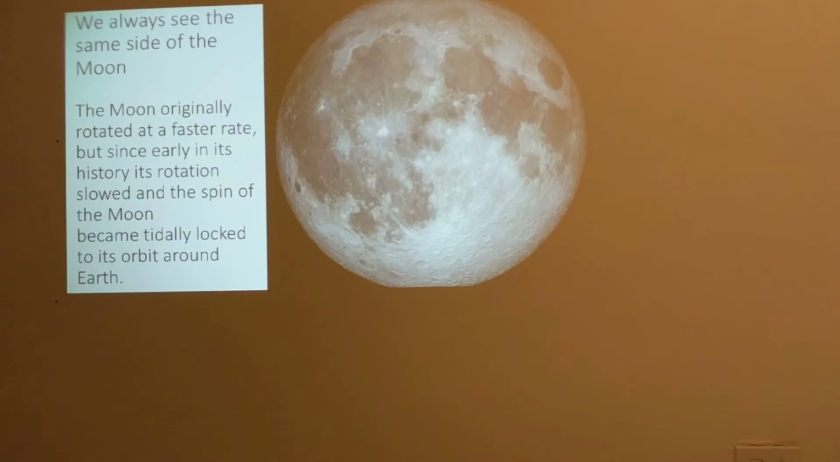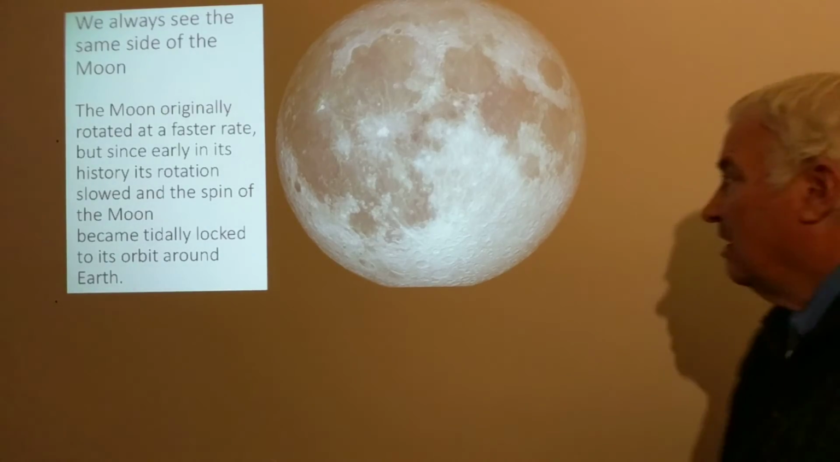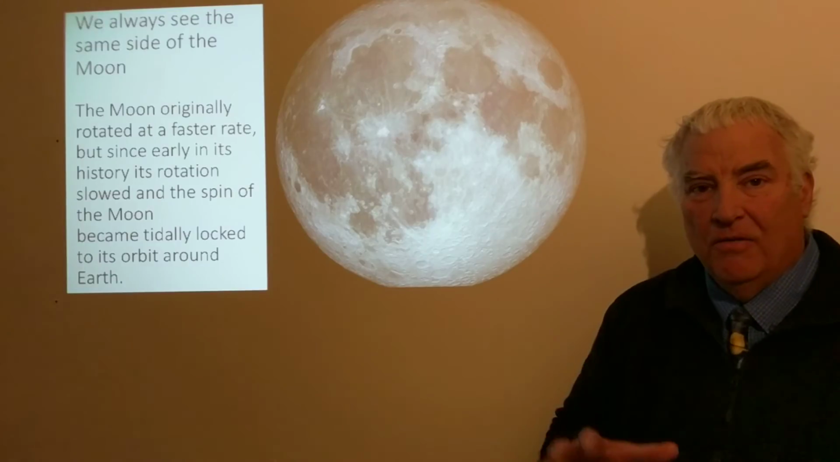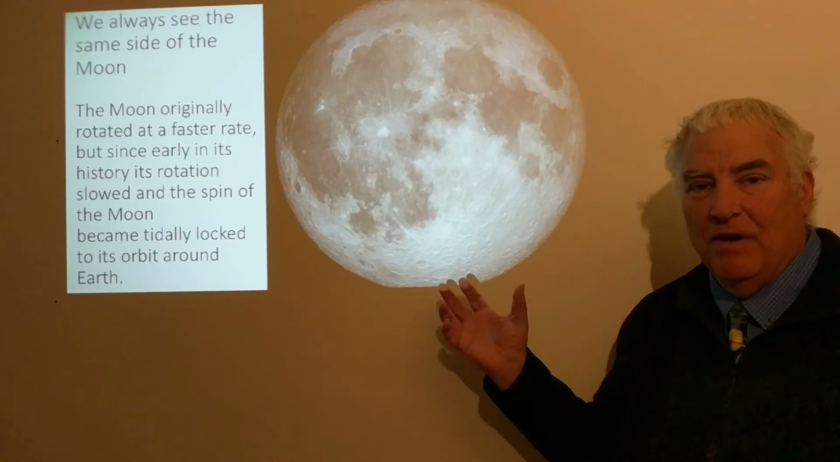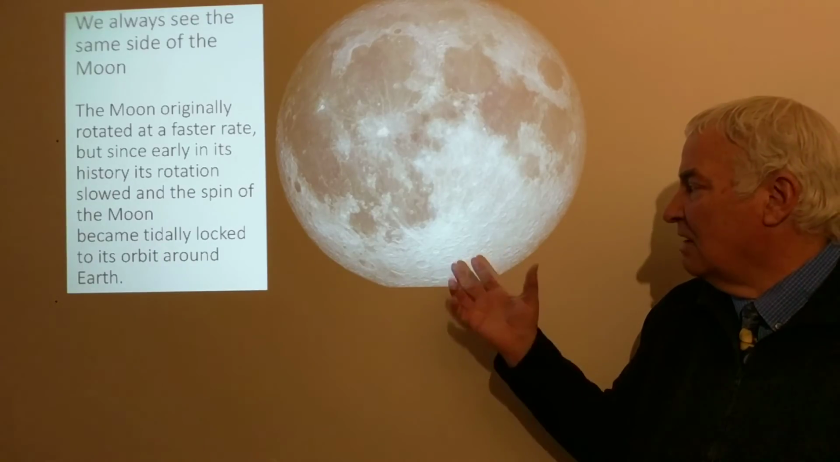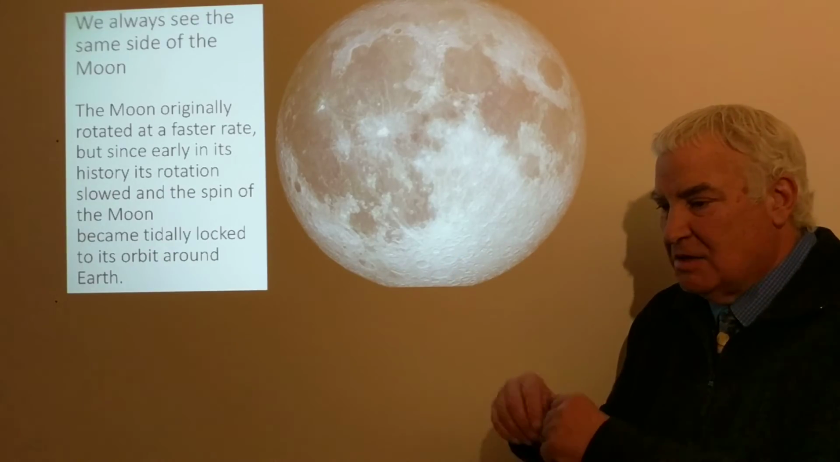So we always see the same side of the moon, or the same face. The moon originally rotated faster than it does now, but ever since its early stages in its history, its rotation slowed down, mostly in the early stages, and the spin of the moon became tidally locked to its orbit around the Earth. And this is because the gravity of the Earth is very strong, and the moon, originally spinning very quickly, was not perfectly symmetrical as a sphere.